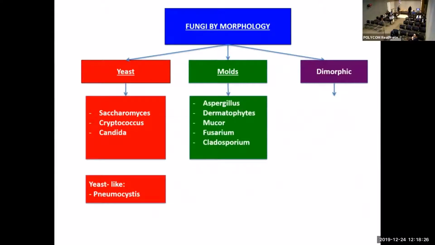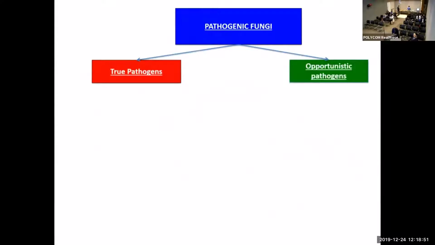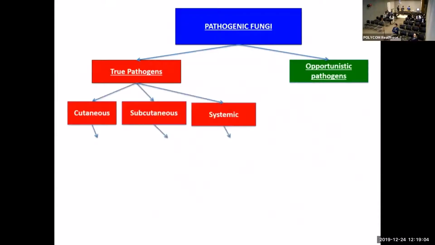Rather than your classical molds, Aspergillus, for the ones that are going to do dermatology, all the dermatophytes, all your tineas are molds. Fusarium and Cladosporium are molds that you usually see in transplant patients. Dimorphic fungi are all the endemic mycosis, and we will go there later. Regarding the pathogenic fungi, you have true pathogens and opportunistic pathogens. The true pathogens can be divided by the type of infection or the location of the infection that they cause. So they could be subcutaneous, cutaneous, or invasive, also called systemic.